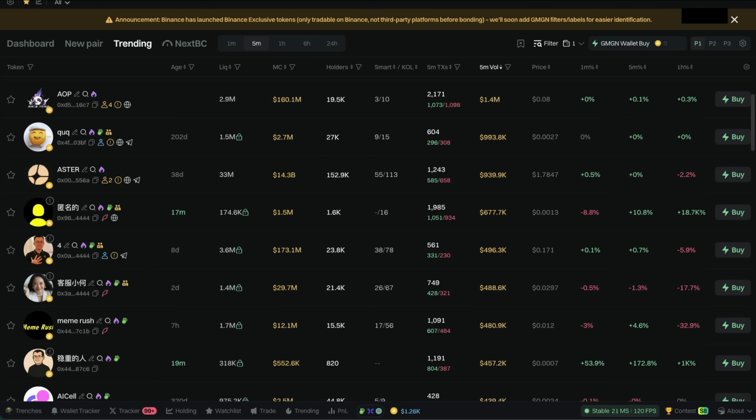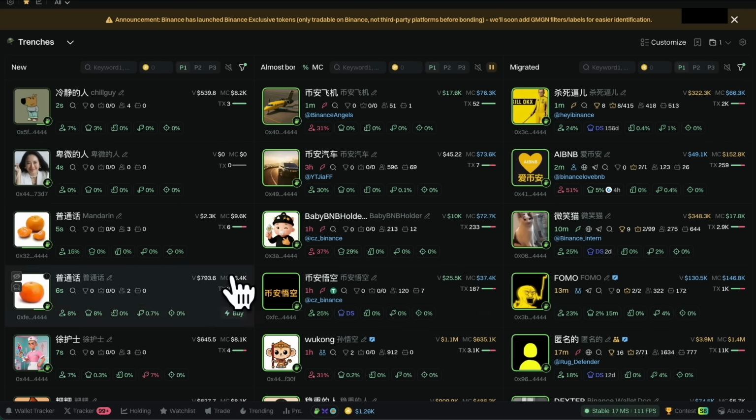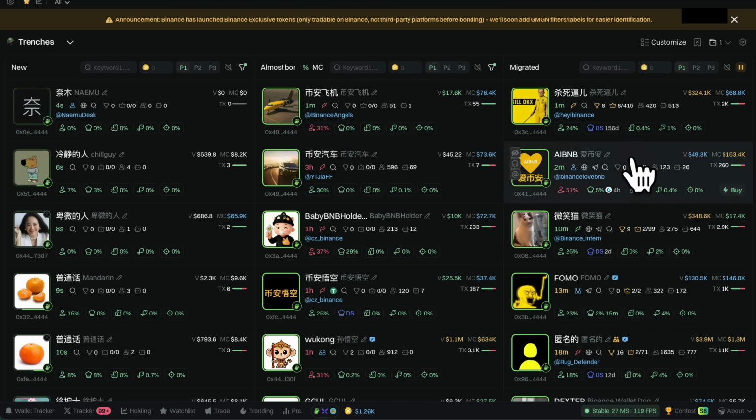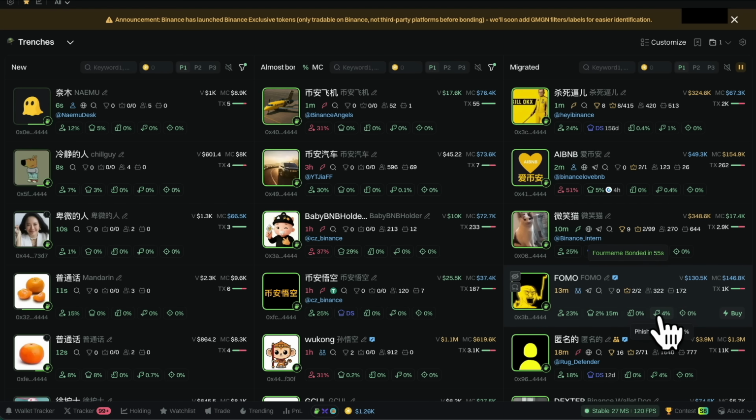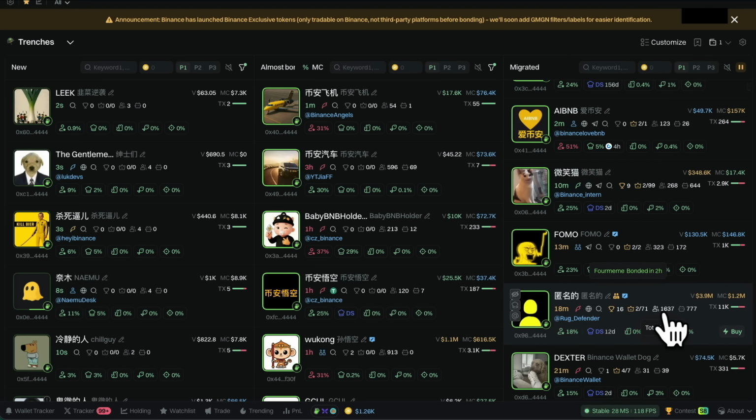When it comes to trading, best way by miles at the moment is click on trending. Don't waste time with the new pairs, in my opinion. You click on trenches here, you've got the new pairs. So you've got brand new here, middle about to migrate, and the third ones that are migrated. You can mess about with these as well. You can play around with filters, nothing wrong with that.